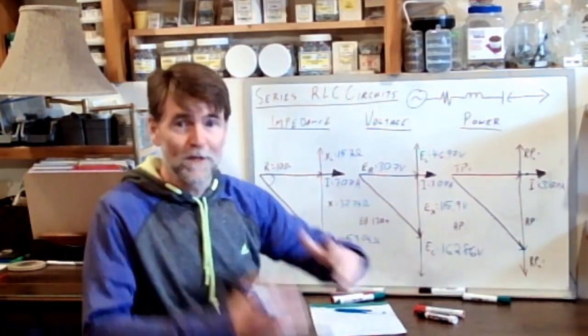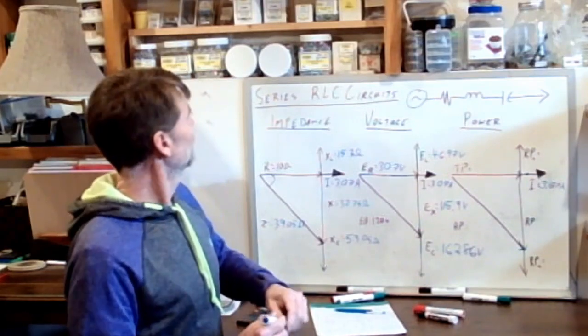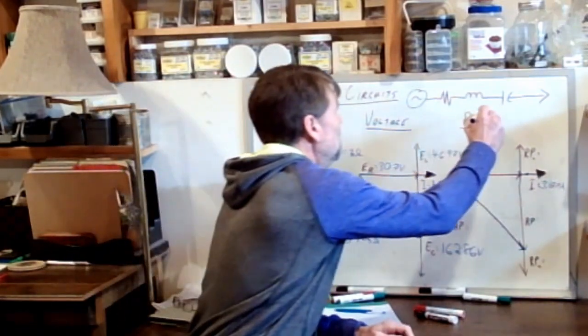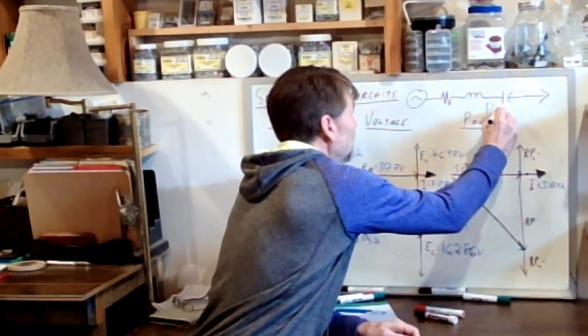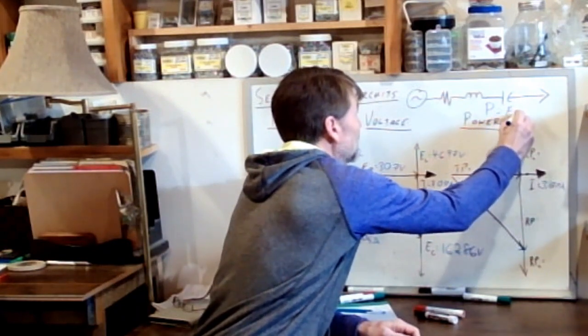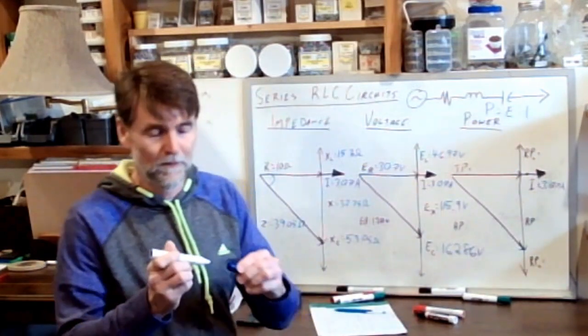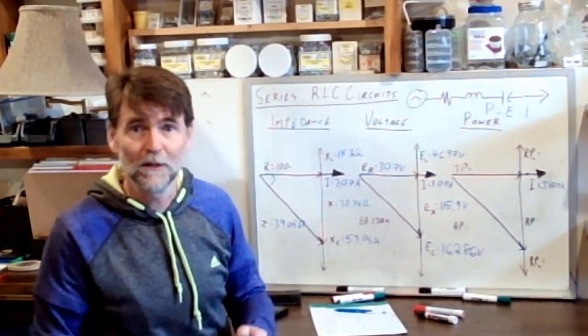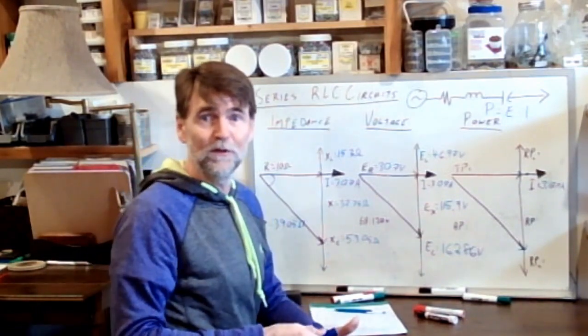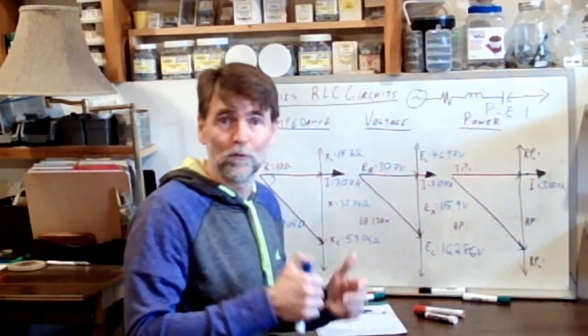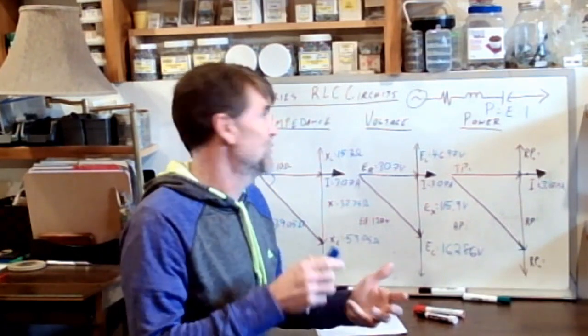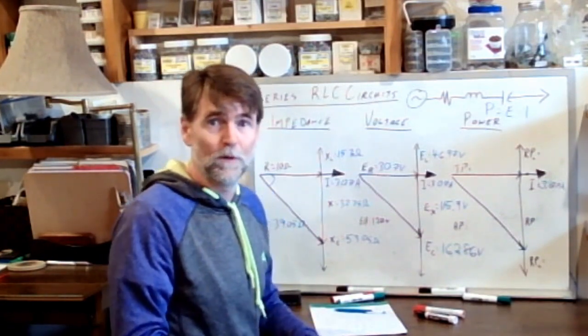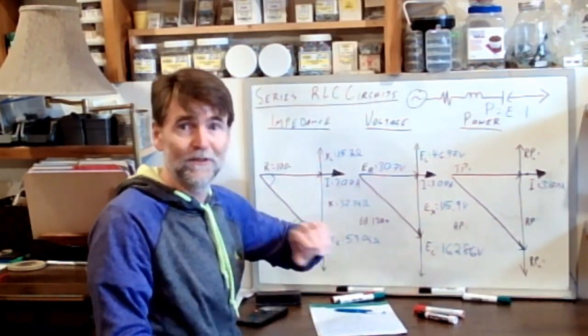So what is power equal to? P equals E times I, right? Voltage times current equals power. So all we have to do is make sure that we're calculating for the right kind of power using the right kind of voltage, okay? Which means we're just matching the vectors.